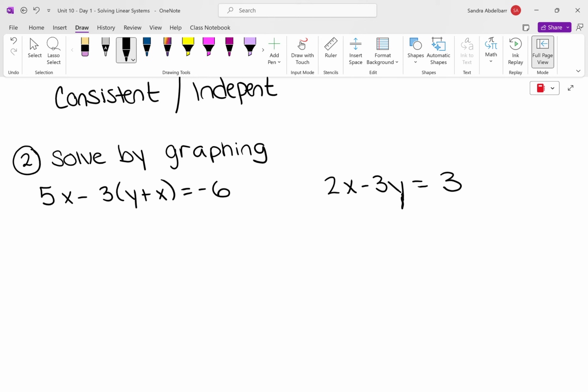It's algebra. Does the coefficient of y have to be 1?